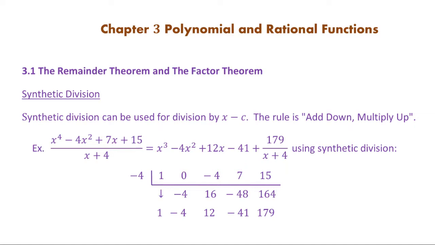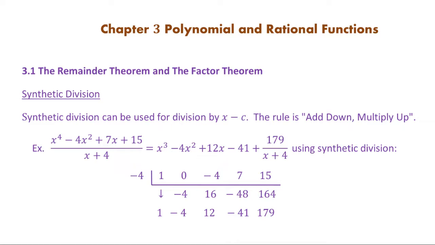So again, you multiply this negative 4 with the negative 4 on the upper left that we had at the beginning. So negative 4 times negative 4 is 16. So you put this 16 up below negative 4. So that's multiply up. And then negative 4 plus 16, you get 12. So that's add down again.